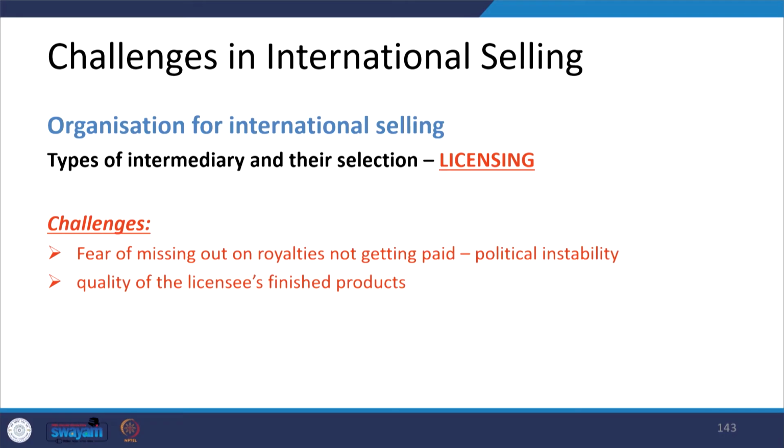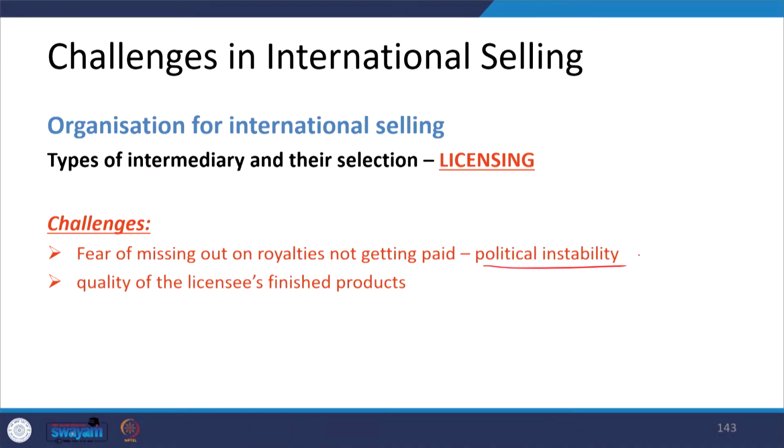So that's again how government regulation can affect how you sell in international markets. The challenges with respect to licensing are that there is a fear of missing out on royalties, of not getting paid. The licensee might break your agreement and no longer provide you any royalty. That may be because of political instability as well.